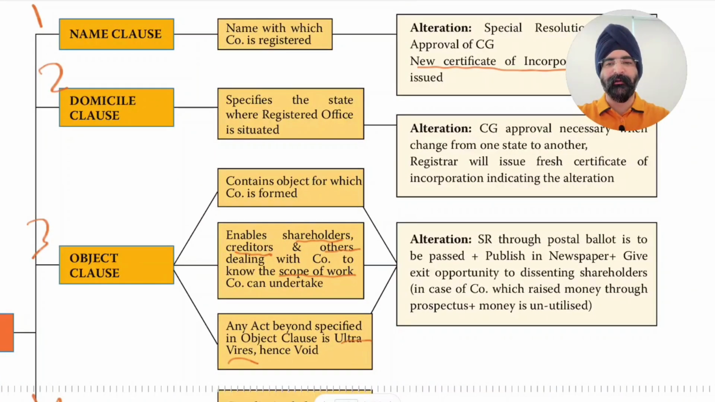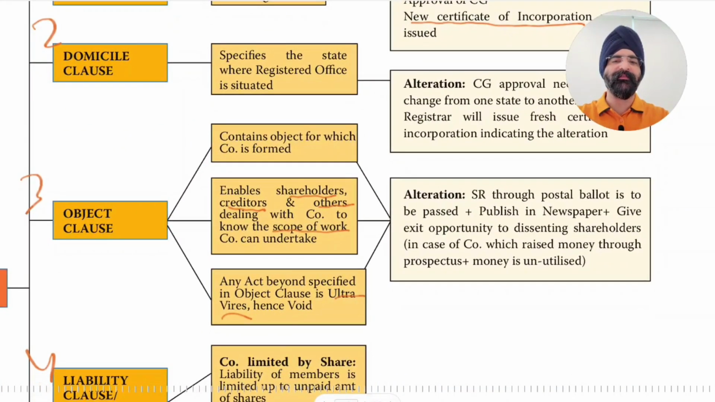Next is objects clause. If we want to alter the objects for which company is incorporated, or we want to add new objects, a special resolution through postal ballot is to be passed, plus publish in newspaper, plus give exit opportunity to dissenting shareholders in case of a company which raised money through prospectus and money is unutilized.